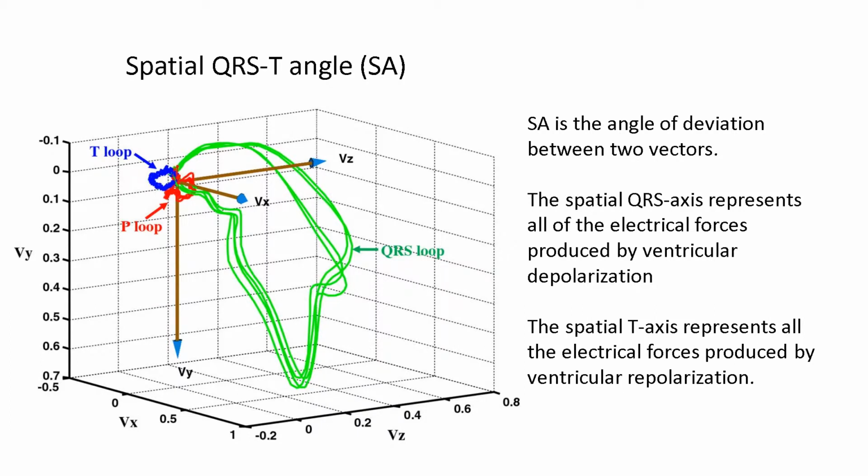Spatial QRST angle, or SA, is the angle of deviation between two vectors. The QRS axis represents all of the electrical forces produced by ventricular depolarization, while the T axis represents all the electrical forces produced by ventricular repolarization.